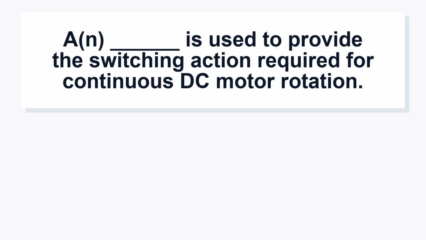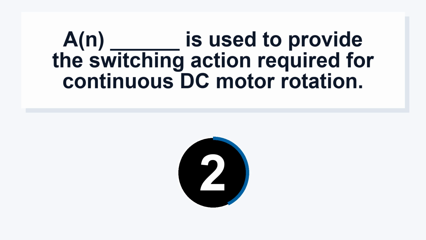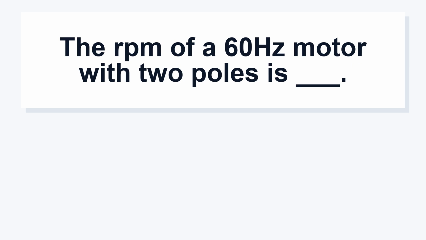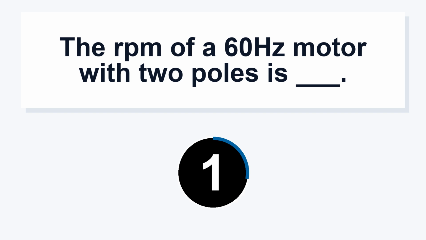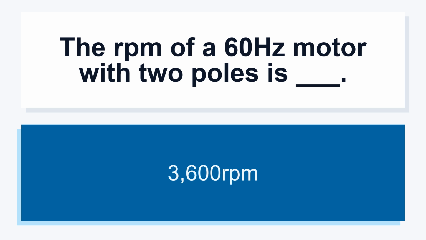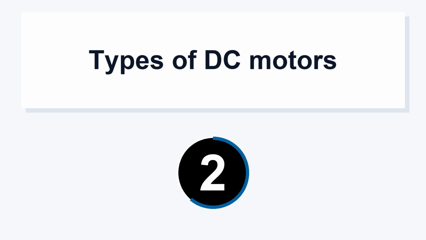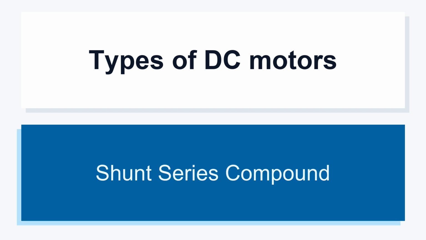A commutator is used to provide the switching action required for continuous DC motor rotation. The RPM of a 60 Hz motor with 2 poles is 3600 RPM. Types of DC motors: shunt, series, compound.